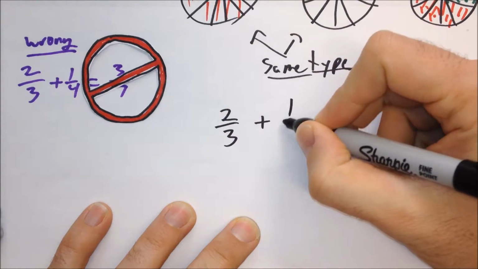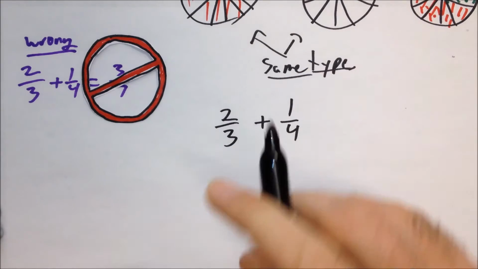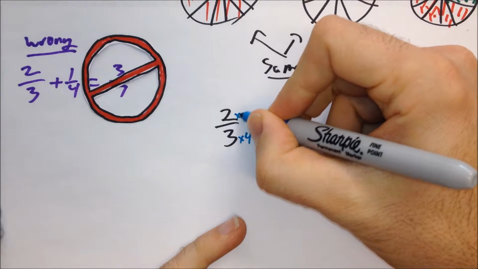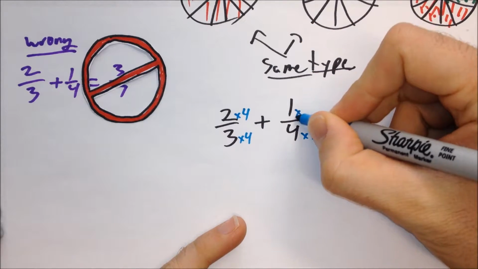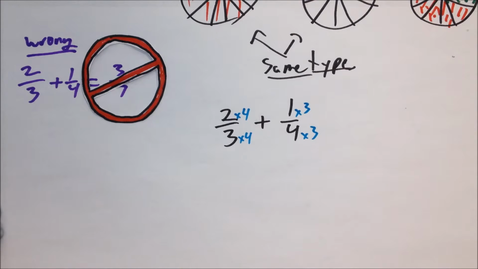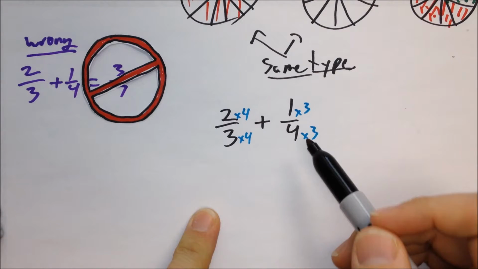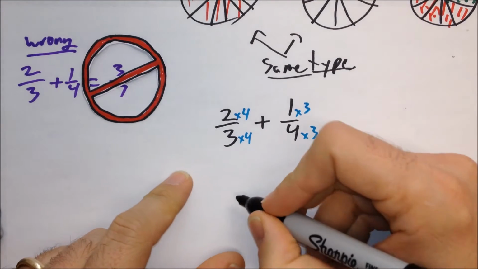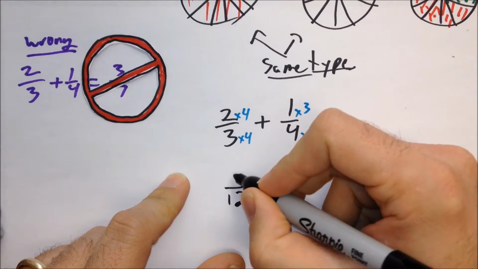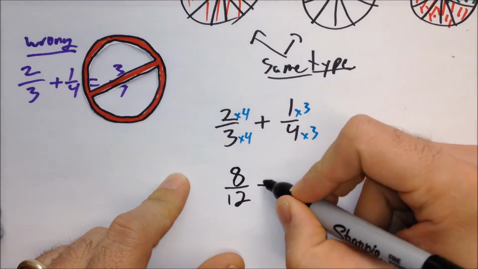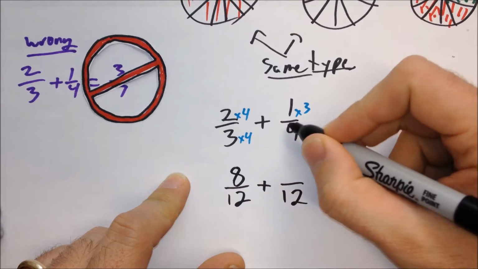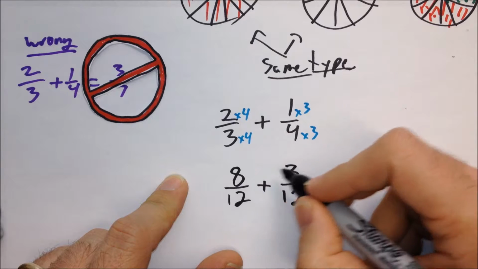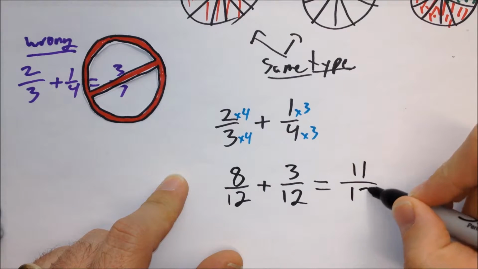2/3 plus 1/4. I might multiply this side by 4, and I might multiply this side by 3, so that I get the denominator to have the same number. Notice multiplying 3 by 4 and 4 by 3 ends up with the same answer. So 3 times 4 gives me 12, and 2 times 4 is 8, so I have 8 twelfths. 4 times 3 equals 12, 1 times 3 equals 3, and so I would have 3 twelfths. And now I put them together, and I get 8 plus 3, which is 11 twelfths.